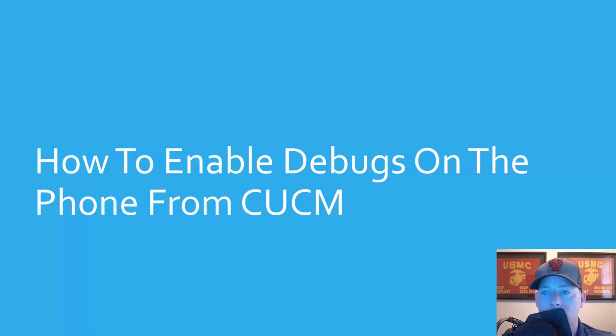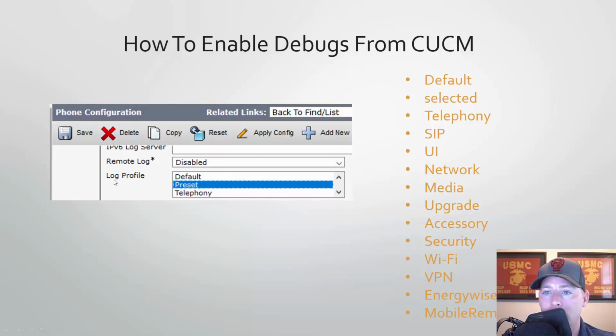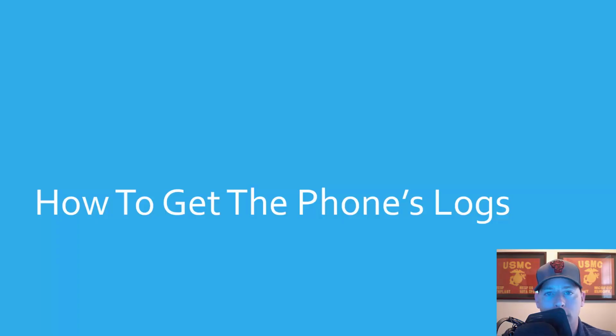The next topic is how to enable debugs on the phone from CUCM. In order to do that, there's a new thing called the log profile on the phone's configuration page in CUCM. These are the different presets that are available that you can select over here. You can hit Control or Shift and select multiple at a time. It's not exactly recommended to do too many at a time because you could impact the phone's performance if you turn up all of the logging. So just make sure that you find whichever one is most suitable for whatever scenario you're looking into, and use that preset.